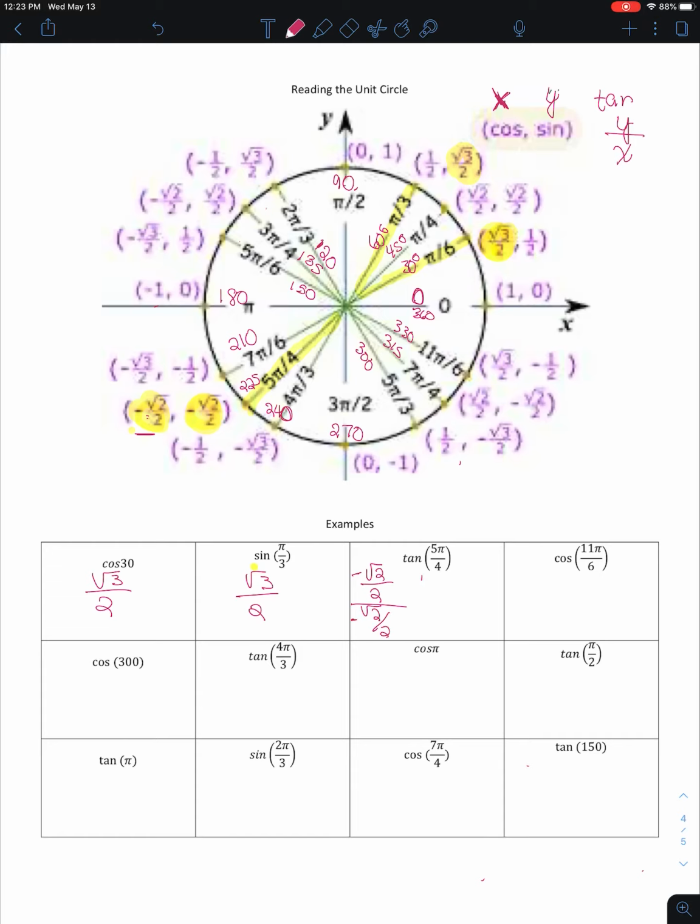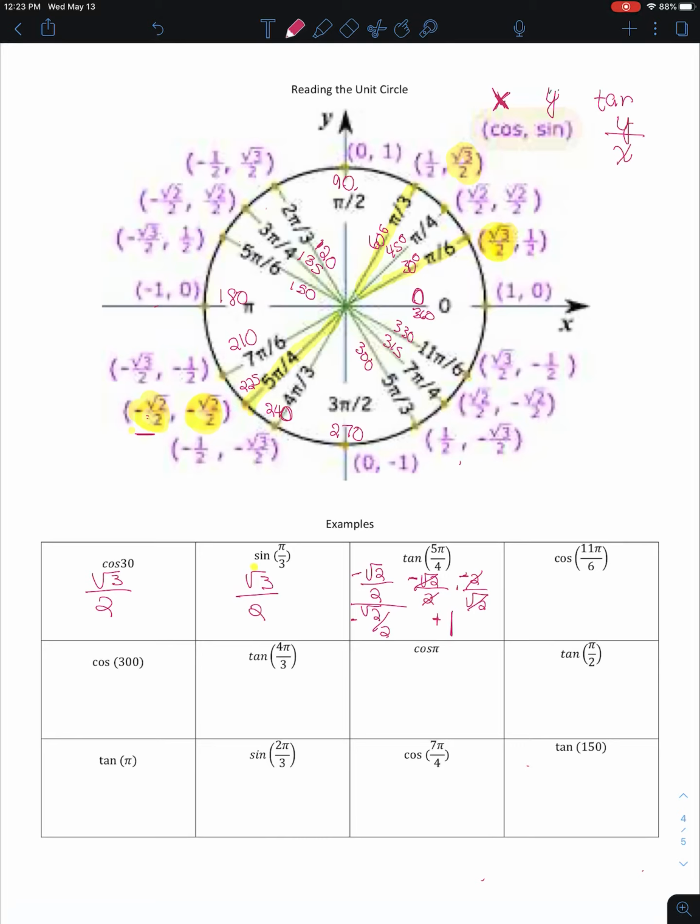Now the way we simplify that, if you recall from last unit, we're going to multiply by the reciprocal. They're both negative, so when I multiply two negatives together, I get a positive. And then this radical 2 is going to cancel with that radical 2, and the negative 2 is going to cancel with that negative 2. And I'm going to get positive 1. Okay? So tangent, you have to do a little bit more work, but it's manageable.